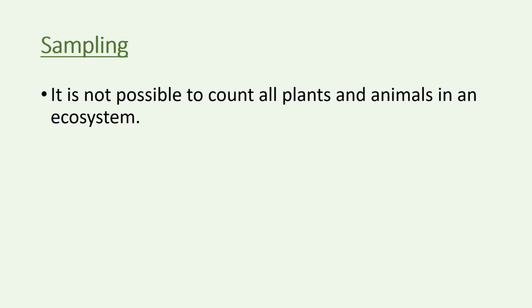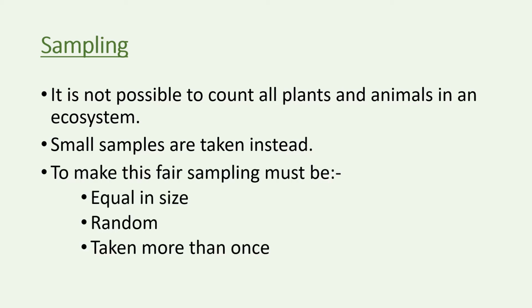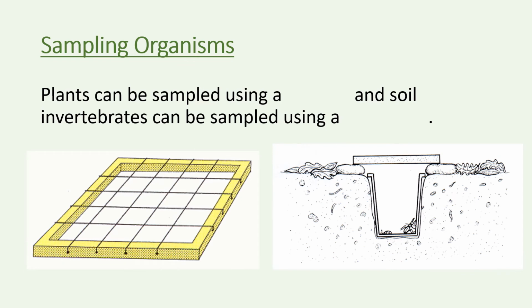It is not possible to count all the plants and animals in an ecosystem. Small samples are taken instead and estimates have to be made. To make this fair, sampling must be equal in size, random, and taken more than once. Can you remember how we sampled organisms in third year and what these pictures are of? Pause the video and try to write it down before I go over the answers.